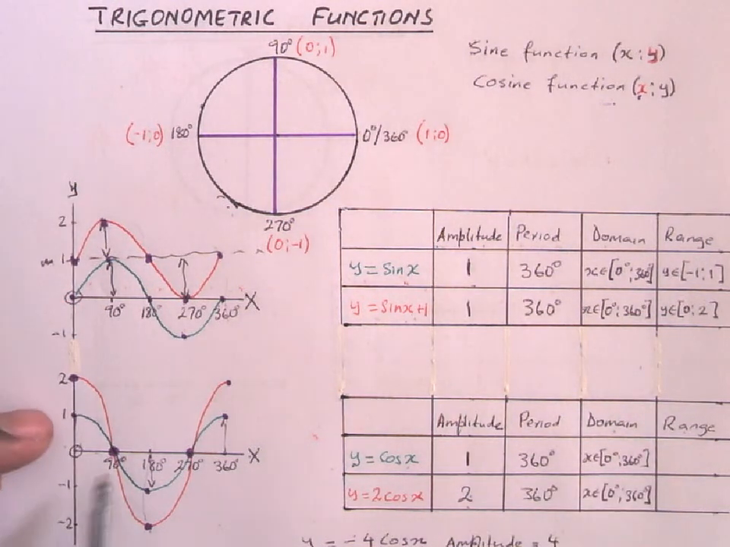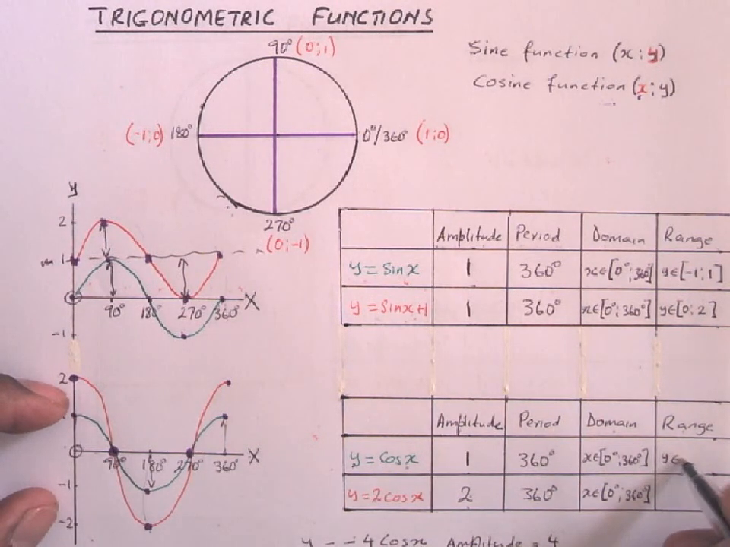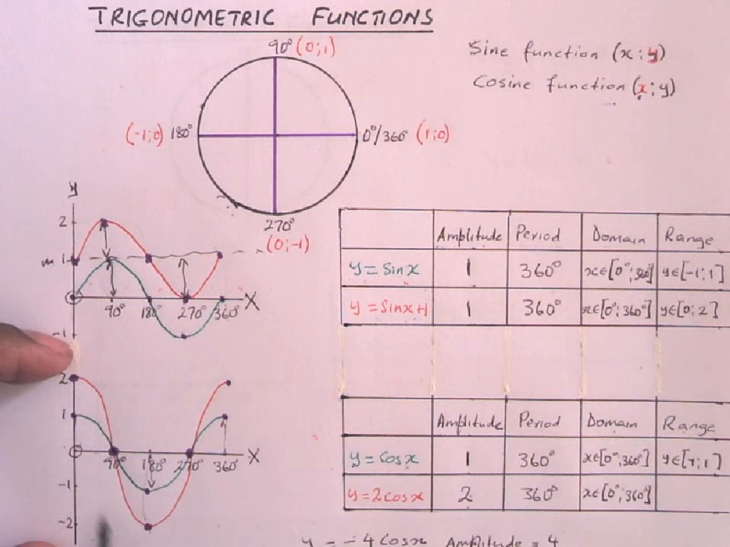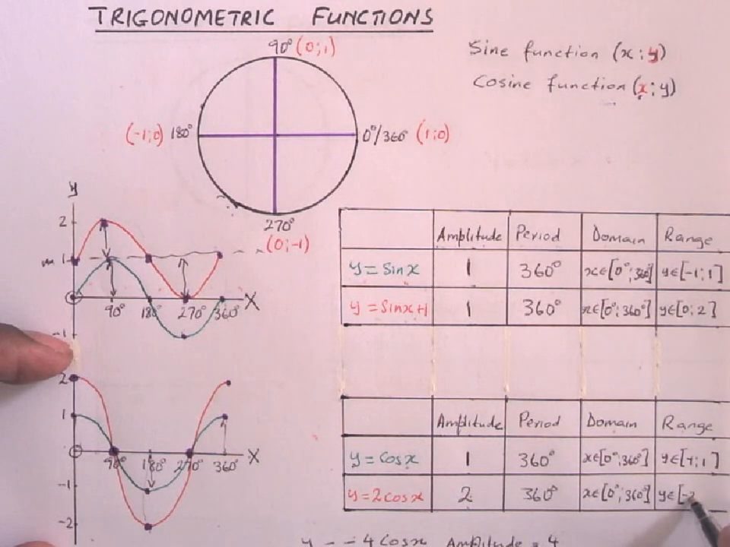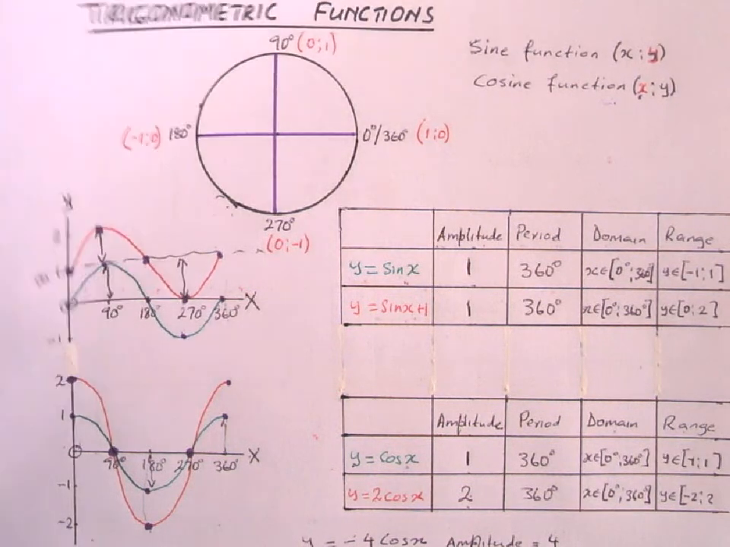Take this green graph here, y equals cos x. The green graph is between -1 and 1. So y is an element of -1 to 1. Let's take this red one now. It's from -2 to 2. So y is an element of -2 to 2. So that is the sine and the cosine graph.